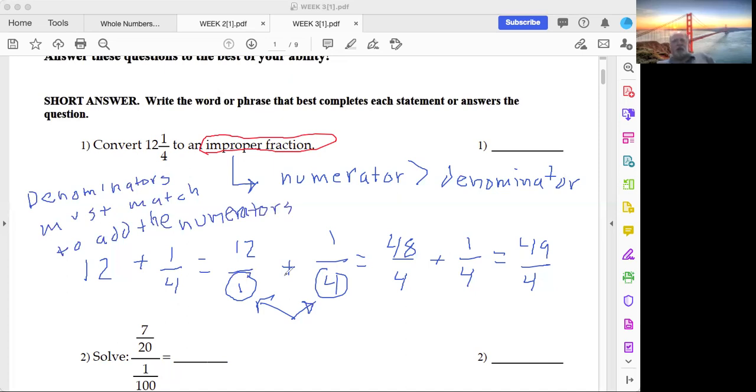Which is another way of saying that the numbers on the bottom have to be the same in order to add the numbers on the top. Now, when you add fractions that have the same denominator, you only add the numerators together. The denominator stays the same. Okay. Add these. Okay. That's how that works.